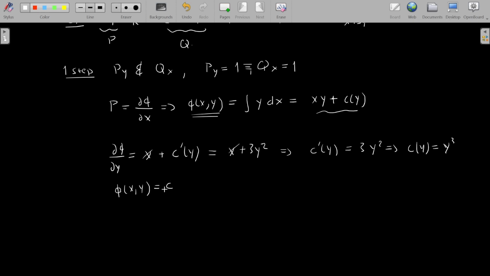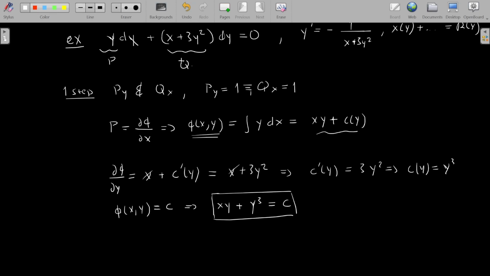And finally, to write our solution, we'll know that it will be of this form. Our newly found function will be equal to a constant, and we know that phi is this, so xy plus the constant we found, y cubed, is equal to a constant. And now this is the solution of this exact differential.